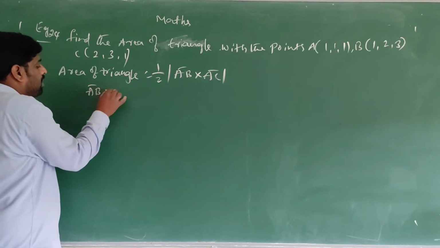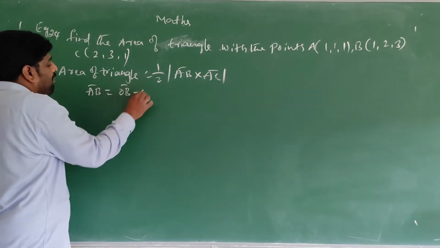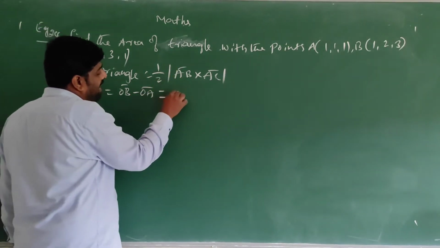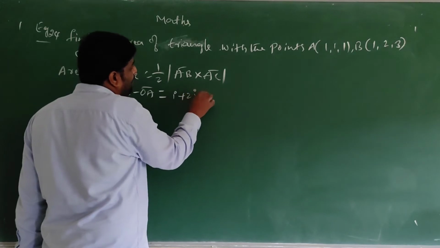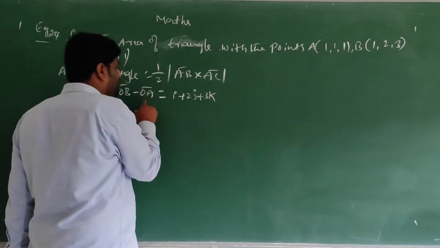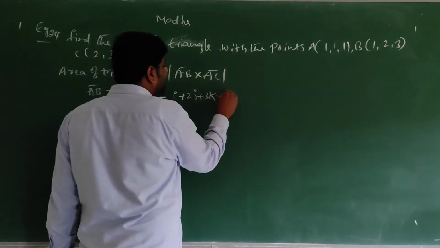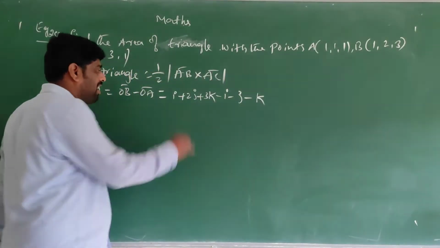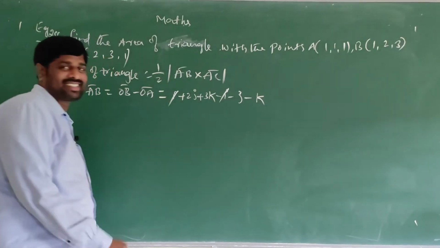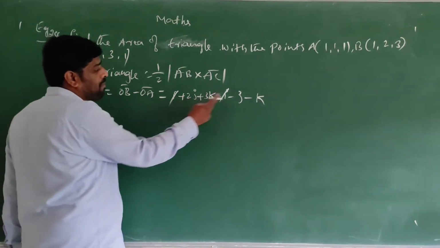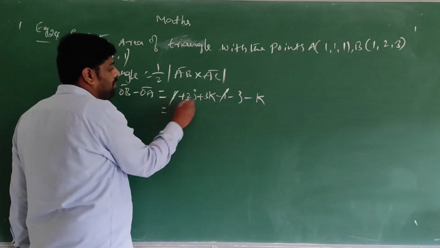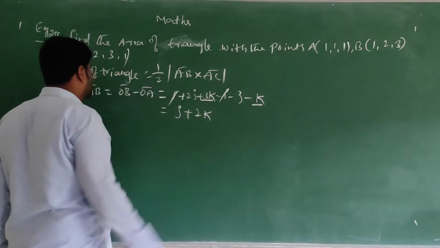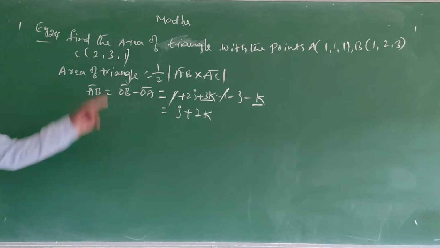AB bar equals OB bar minus OA bar. OB bar is I cap plus 2J cap plus 3K cap, and OA bar is I cap plus J cap plus K cap. I cap gets cancelled, 2J cap minus J cap is J cap, 3K cap minus K cap is 2K cap. This is AB bar. Next, AC bar.